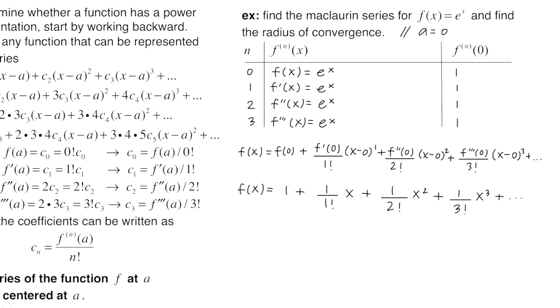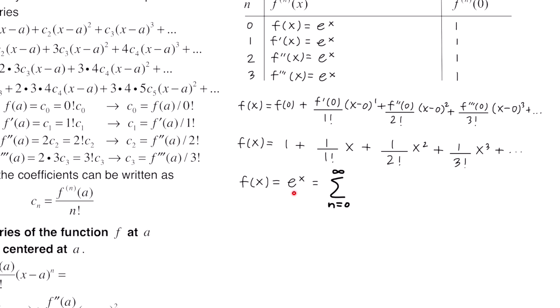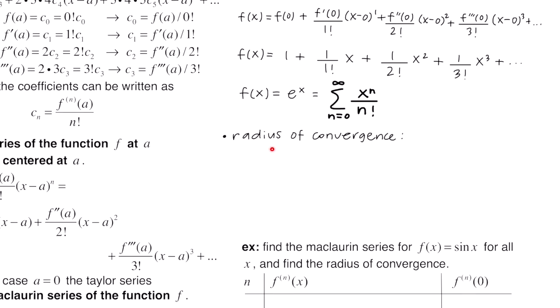And then finally, we want to rewrite this in sigma notation. So we have f of x equals e to the x, and then we have our sigma, n starts at 0, goes to infinity. And you'll notice this first term doesn't have an x, so technically that could be x to the 0, then x to the 1, then x to the 2. Also, you're probably noticing that in the denominator, this factorial is the same value as the power. So we write that as x to the n divided by n factorial. And then finally, we're going to find the radius of convergence.